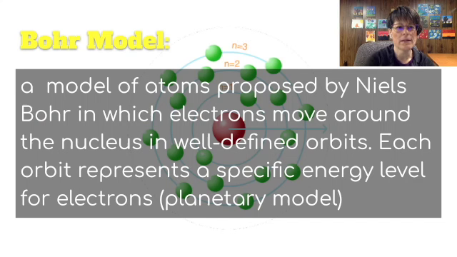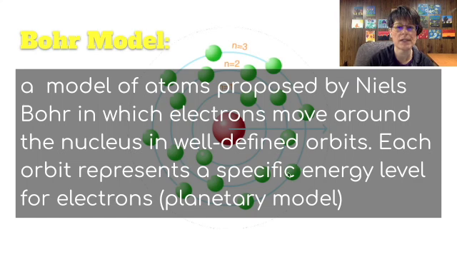Now, the Bohr model is a model of atoms proposed by Niels Bohr in which electrons move around the nucleus in well-defined orbits. Each orbit represents a specific energy level for electrons. This is sometimes called the planetary model, and he envisioned these. You can kind of see this in the background. He envisioned the electrons as going around like a fixed track.